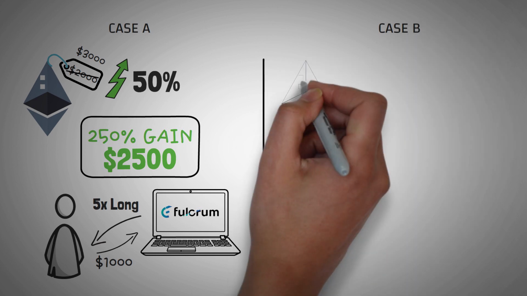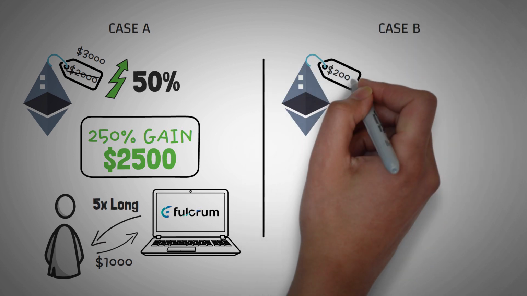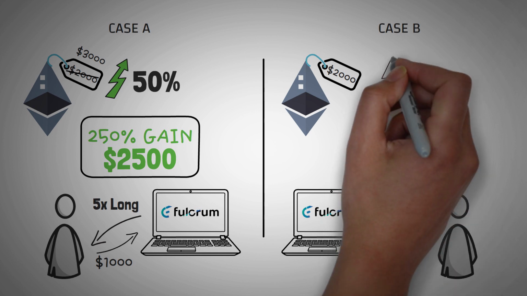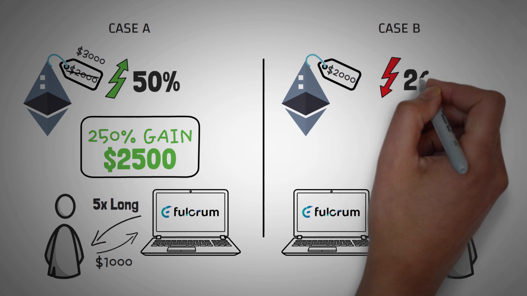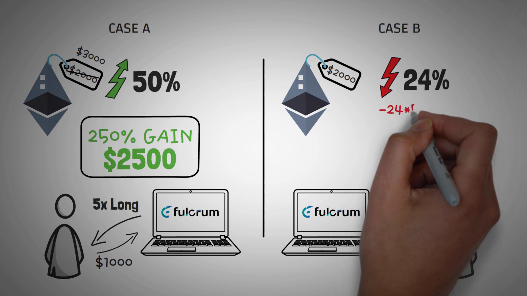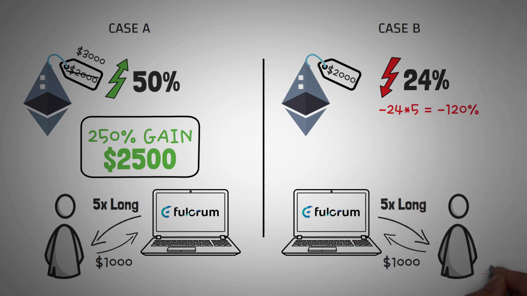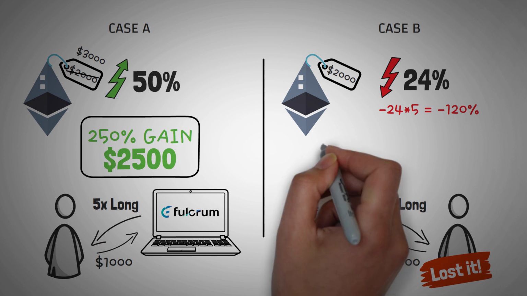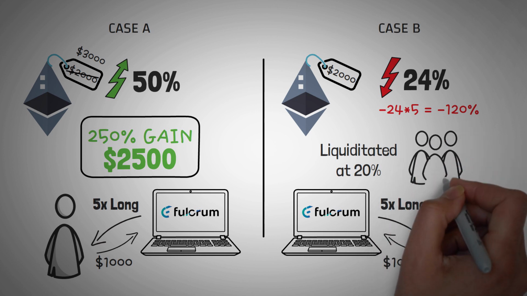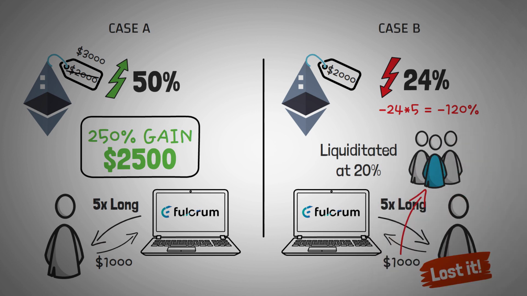Case B. Ethereum is at $2,000. You buy $1,000 worth of a 5x long from Fulcrum again. However, this time the market does not move in your favor. The market crashes 24%. This means it went down 24%, and negative 24 times 5 is negative 120%. This means you lost your total investment of $1,000. Your money was liquidated sometime around when the price had dropped 20% and some other investor claimed your proceeds. Now this might be a little confusing, but let me explain.